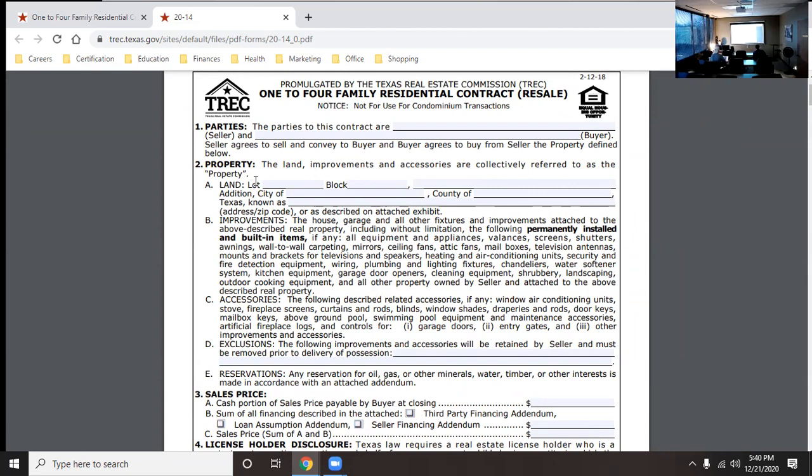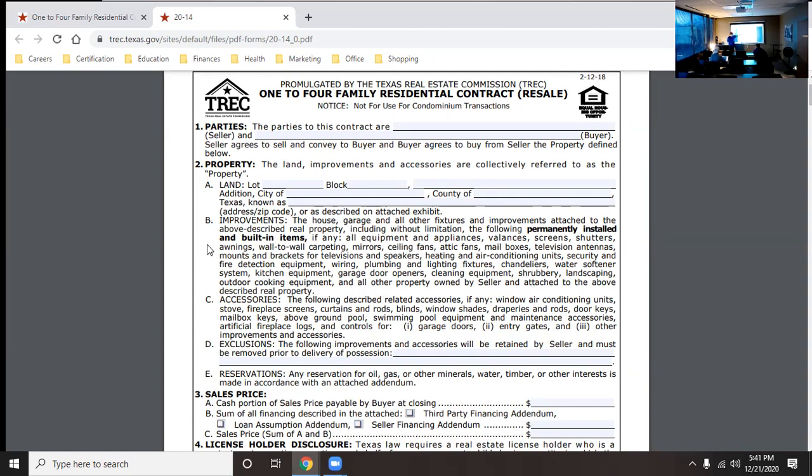B is actually where they're talking about the house, okay? Where it says B, improvements, the house, the garage, and other fixtures and improvements attached to the above described real property. Okay, so when we're dealing with this, A is the raw land, B is actually the house, and any items that are permanently installed or built in. Now, this is very key, okay? Anything that is listed in B must transfer. It must transfer. There are no options unless it's excluded down here in D, okay?